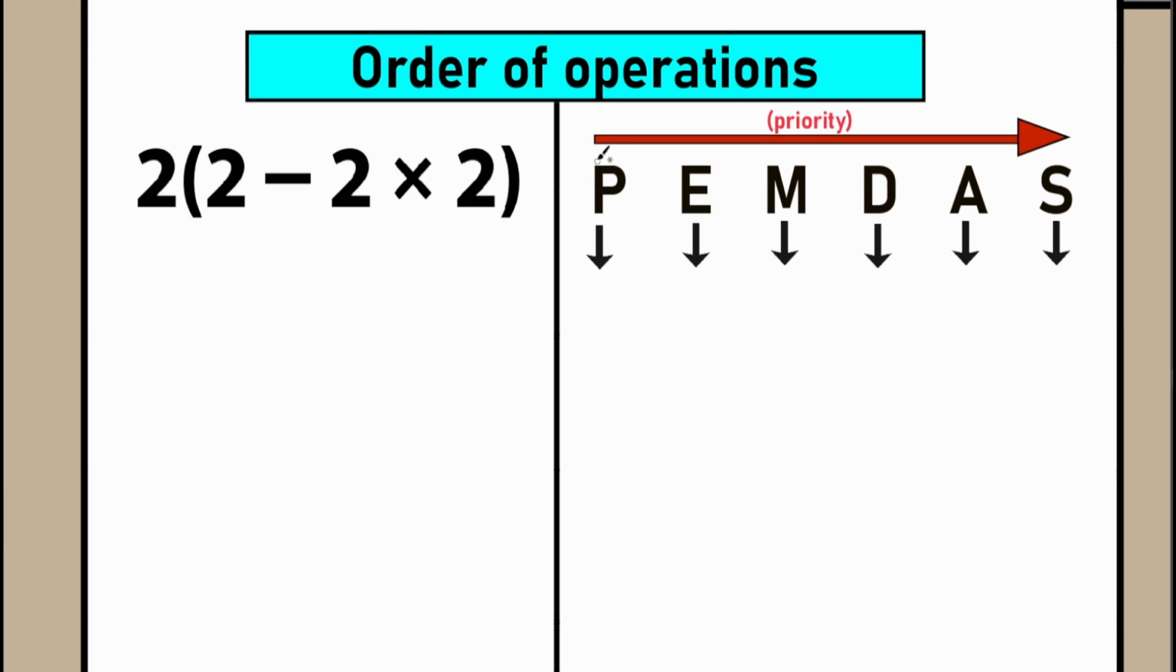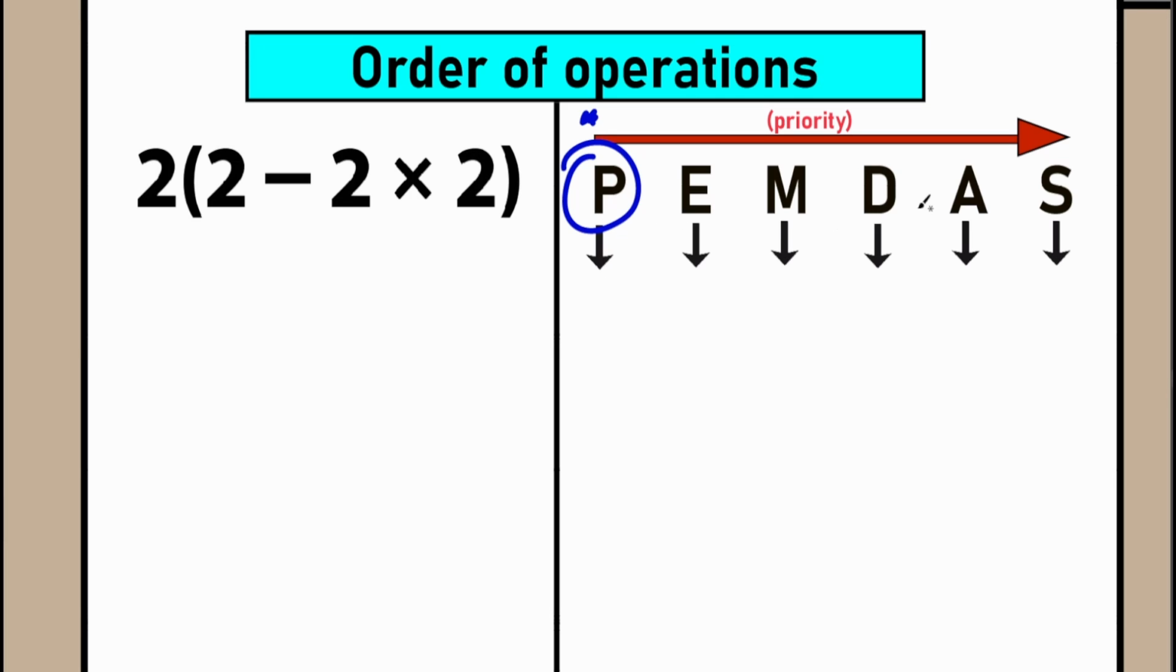Let's start with the left side, because each of these letters on the left side has a higher priority than the ones on the right side. So we are talking about the left side having higher priority. For example, the letter P stands for parentheses and has the highest priority. So in 99% of cases, people start with parentheses.